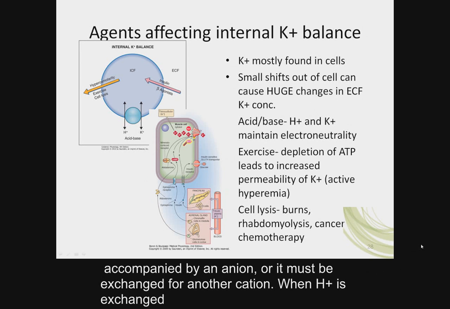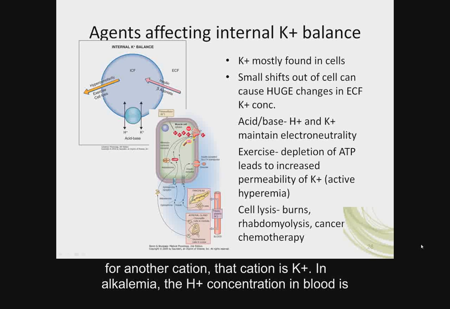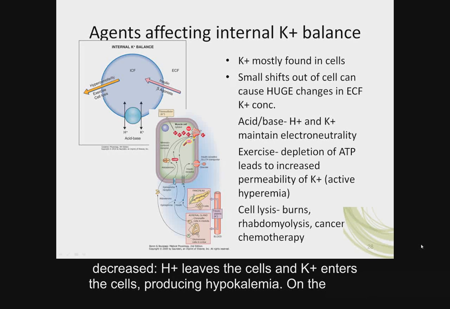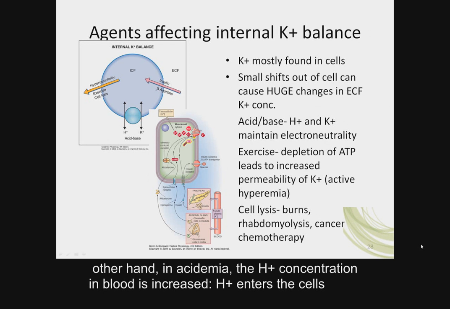In alkalemia, the hydrogen concentration in blood is decreased. Hydrogen leaves the cells and potassium enters the cells, producing hypokalemia. On the other hand, in acidemia, the hydrogen concentration in blood is increased. Hydrogen enters the cells and potassium leaves the cells, producing hyperkalemia.